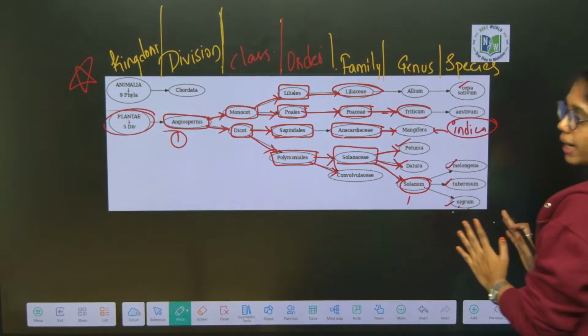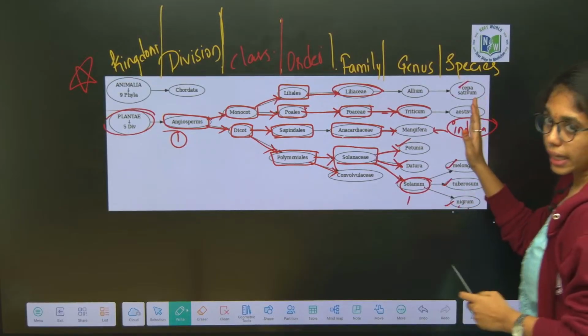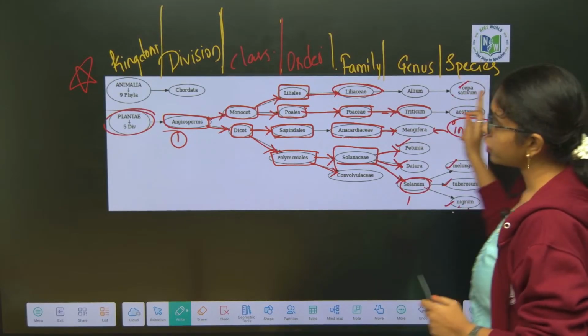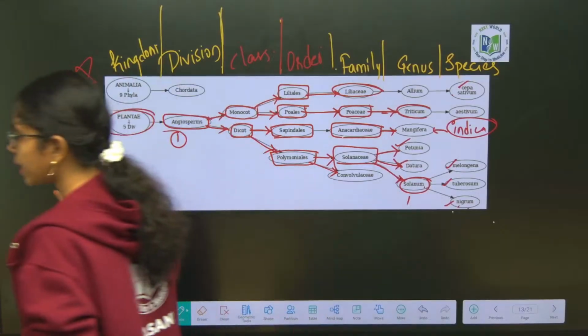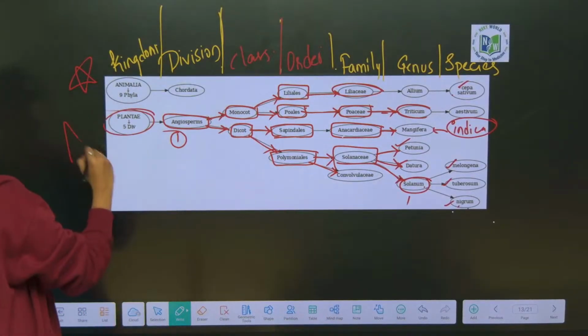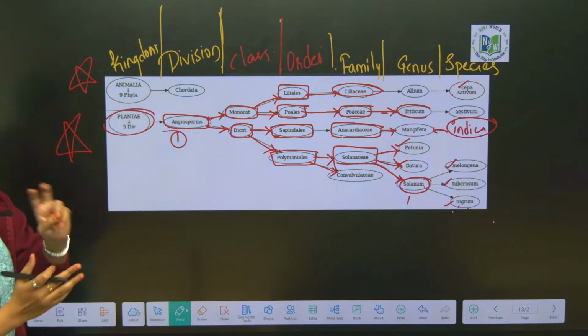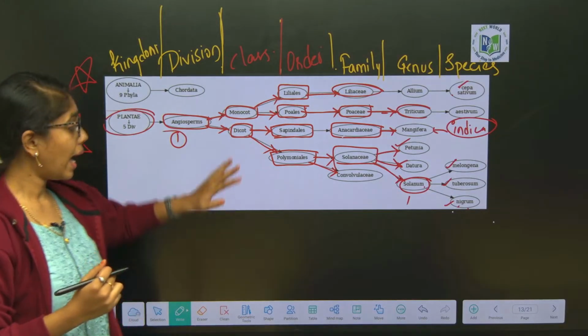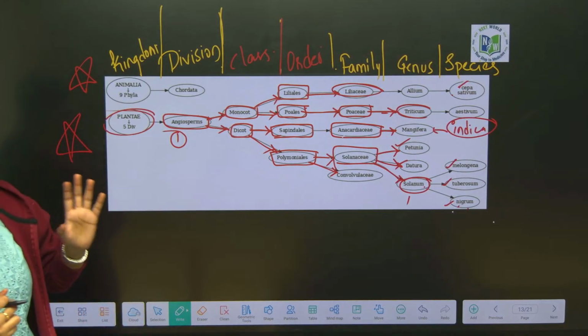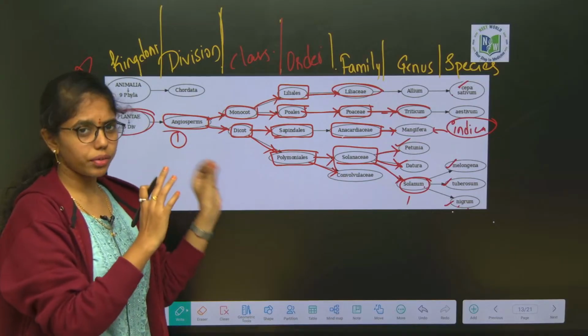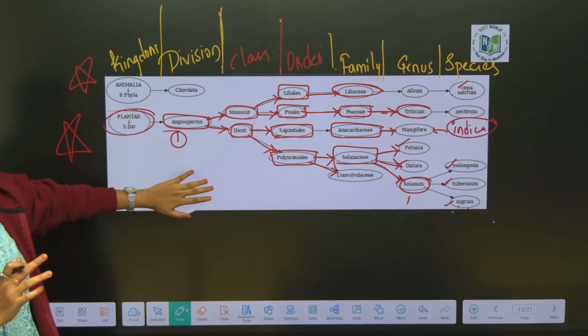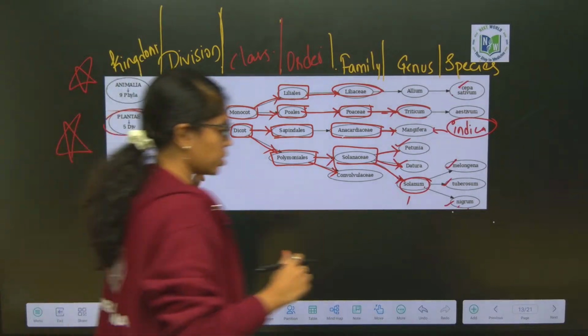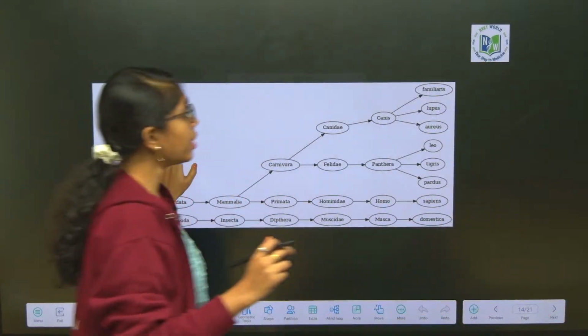7 obligate categories in plants, from species to kingdom. If you want, you can take a screenshot of this. This is a gist or a compilation of 2 pages of your NCERT, and these examples are very important. If you look into that for 3 to 4 minutes each day, then this will be fixed in your mind. Okay. Next, this is about animals.